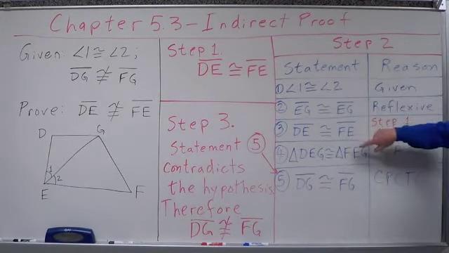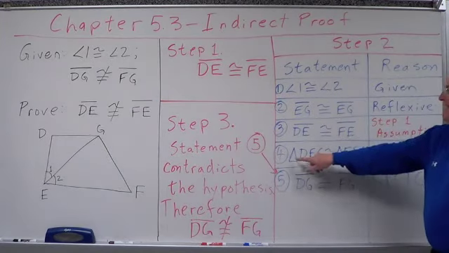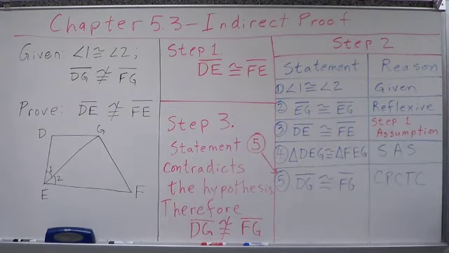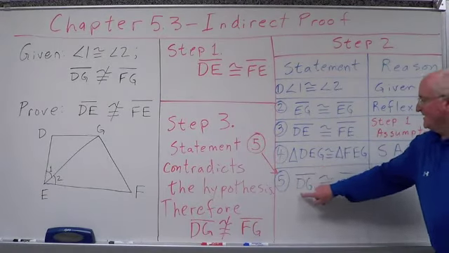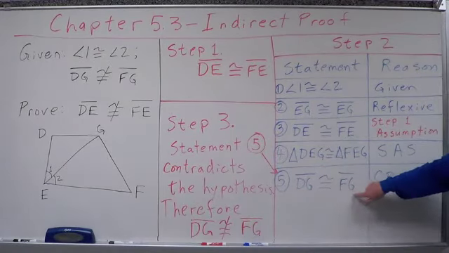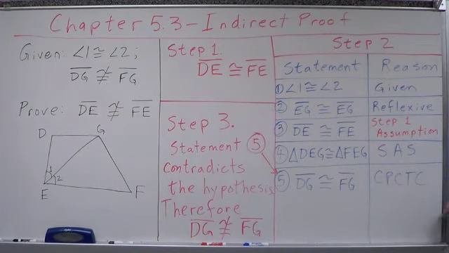Now, because we're using these things, we can say triangle DEG is congruent to triangle FEG. Why? Because of SAS. Side equals side. Oh, you mean we're going to go back and pick up that stuff? Yes, you are responsible for everything you've been exposed to since the beginning of the year. Then we can come down here and say, step 5, well then that means that segment DG is congruent to segment FG because of CPCTC. Corresponding parts of congruent triangles are congruent.